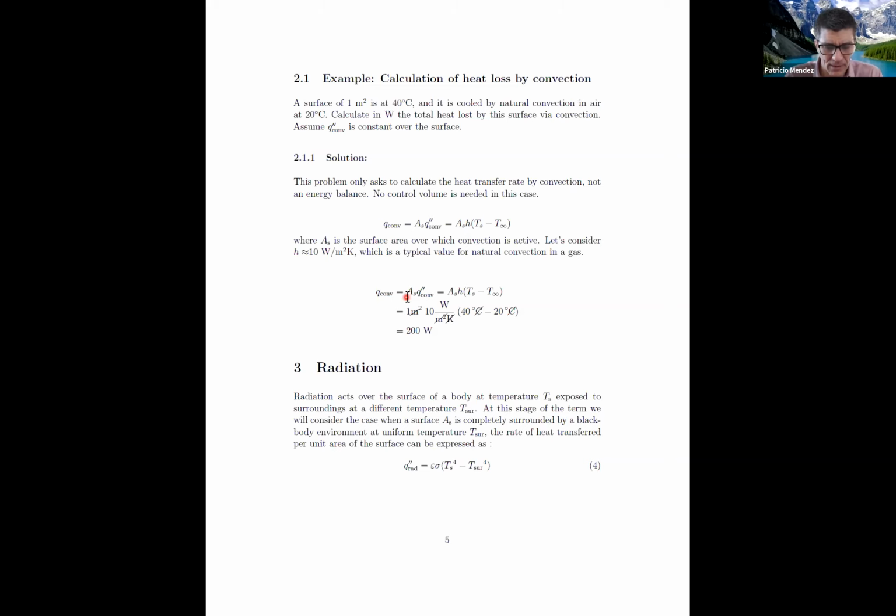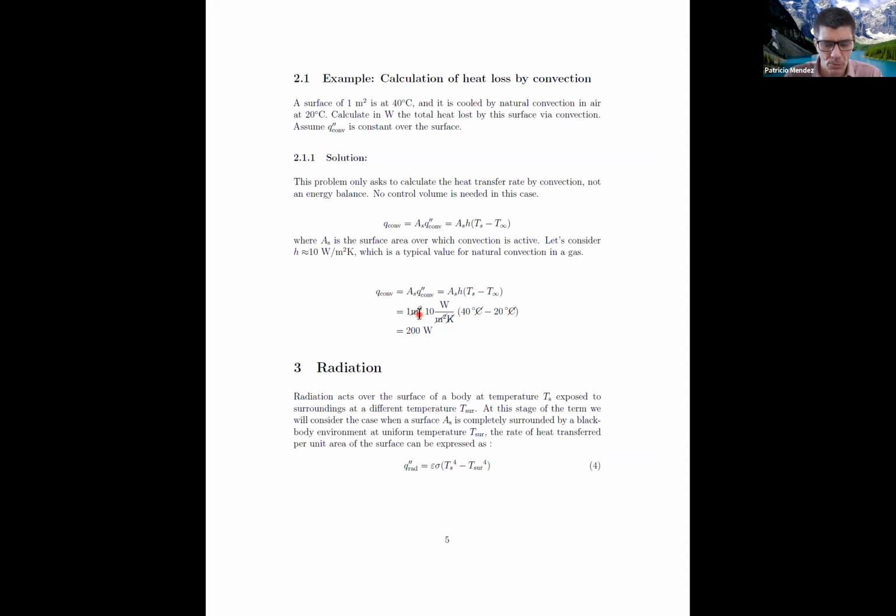And now plug and chug. We put the area 1 meter square, we put this 10 watts per meter square Kelvin that I just mentioned to you, the delta temperature, and it says 200 watts. That's quite a bit, right? You would need to put 200 watts to keep this plate in thermal balance if you want to.